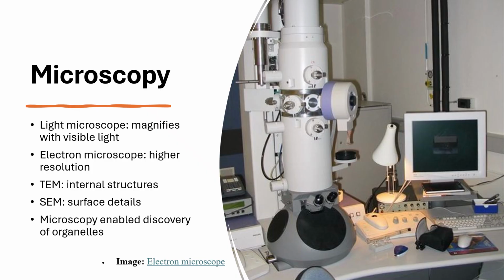Microscopes revolutionized biology by allowing scientists to see cells. Light microscopes use visible light to magnify specimens, while electron microscopes provide much higher resolution. Transmission electron microscopes reveal internal structures, and scanning electron microscopes show surface details.